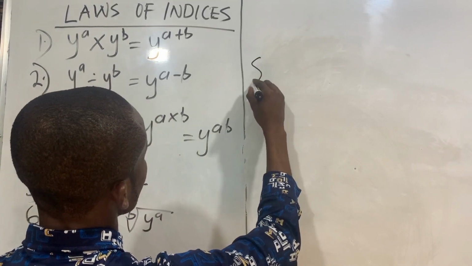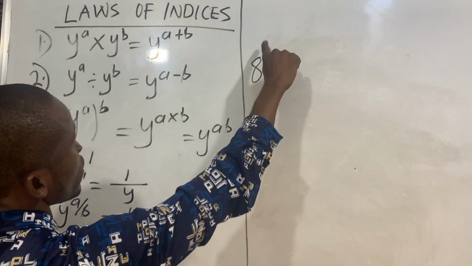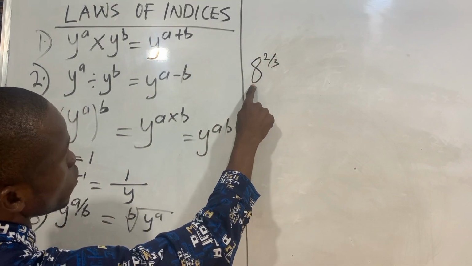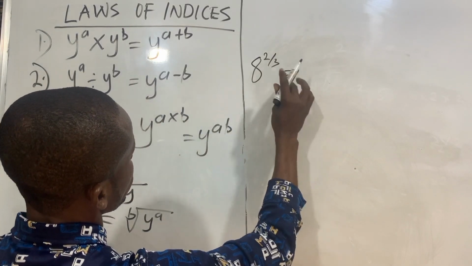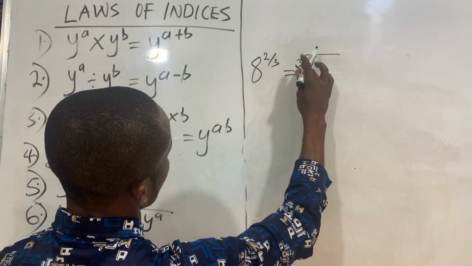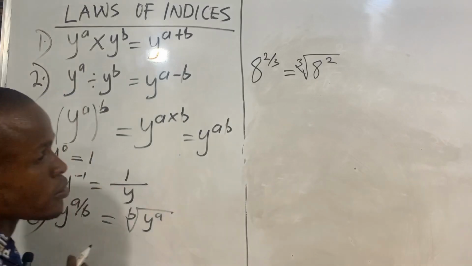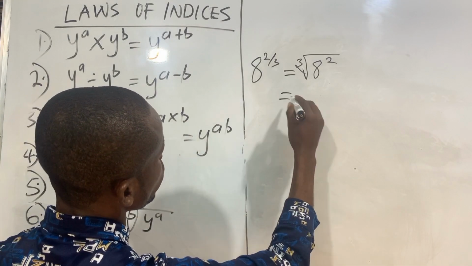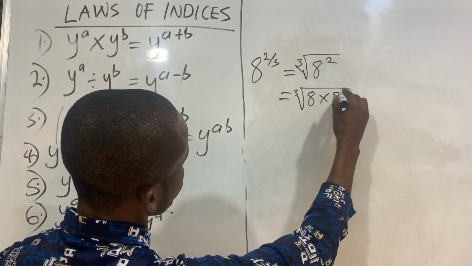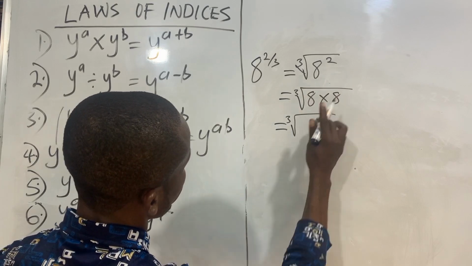Now, if we have 8 raised to the power 2 over 3. In this case, the power is a fraction. When we have a fraction as the power, the denominator becomes the root of the expression. That becomes equal to, the 3 here becomes the root. That's the cube root of this expression, that is 8. The power here becomes the numerator. That's 8 squared. So this equals the cube root of 8 squared, which implies 8 times 8. That is equal to the cube root of 8 times 8, which is 64.